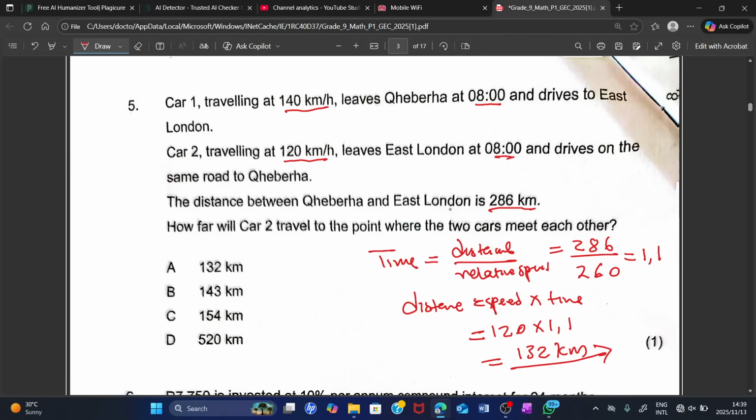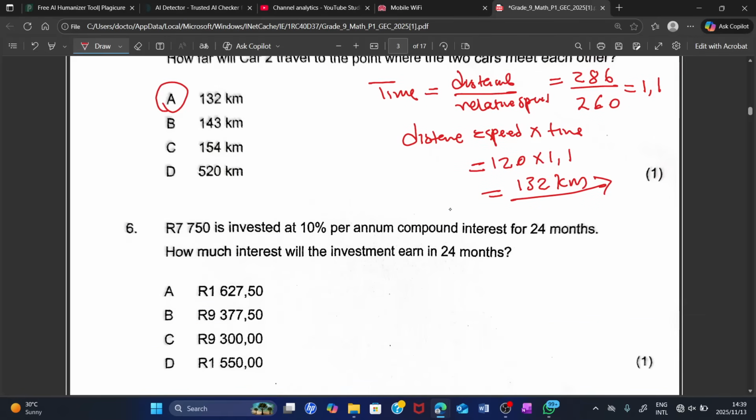The first thing, we want to first know their time, the time it takes for the cars to meet. That is where we want to check. Relative speed, you add the speeds. So the answer is A. At question 5, the answer is A.